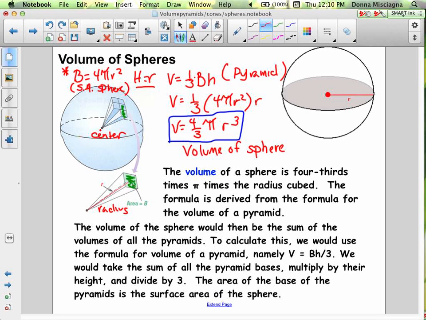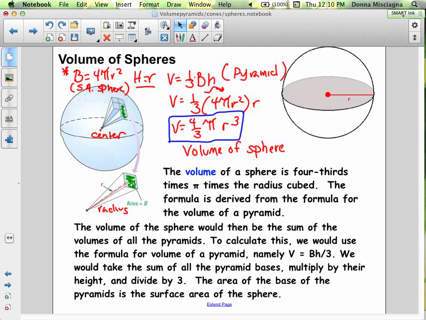So we're going to replace the base here with the 4 pi r squared. And we're going to replace the height. Oops, I'm going to move this little arrow out. It looks so pathetic and sad. We'll replace the height with r, the radius. And when we simplify that, we get the formula for the volume of a sphere.